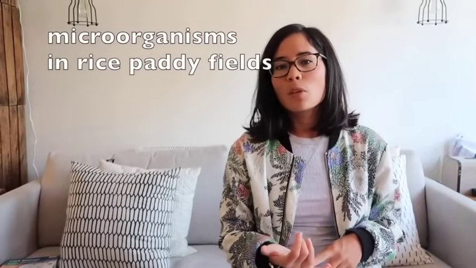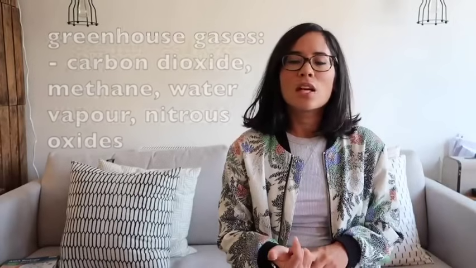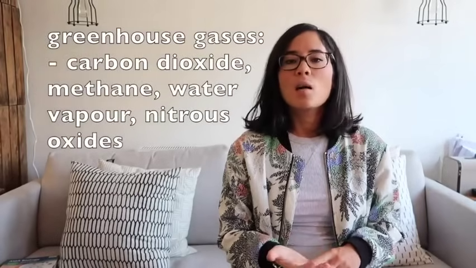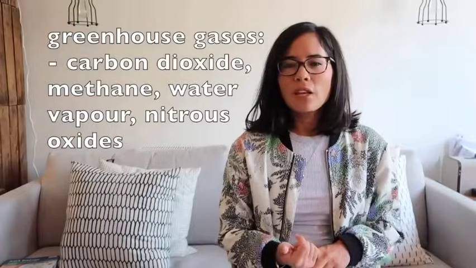Rice paddy fields, the microorganisms that are found in rice paddy fields, contribute an awful lot of methane to the atmosphere. And remember, the other two greenhouse gases you need to know about are water vapour and nitrous oxide. So there are 4 greenhouse gases: carbon dioxide, methane, nitrous oxide and water vapour. So what effect does this increase in greenhouse gas have on the environment?